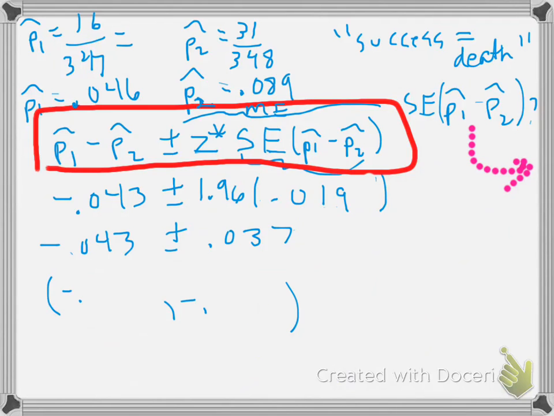I've got some more mistakes I'm going to erase right here. So if I subtract 0.037 from that, I get about negative 0.08, a negative 8% difference. In other words, I'll explain this confidence interval in a second here. And then I'm going to go the other way. Negative 0.043 plus 0.037 is negative 0.006.